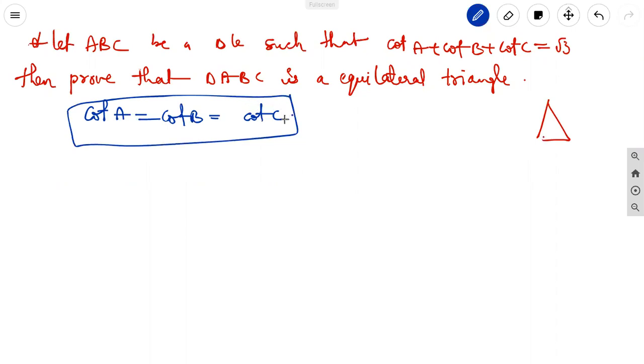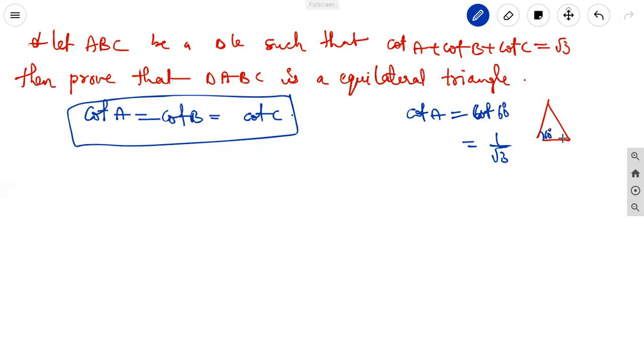And what is the value? Equilateral means the angle is 60 degrees, so we get cot A equal to cot 60 degrees. What is the value of cot 60 degrees? Tell me, what is the value of cot 60 degrees? It is 1 by root 3, cos by sine. Cos is 1 by 2, sine is root 3 by 2.